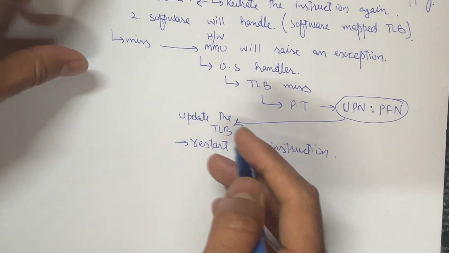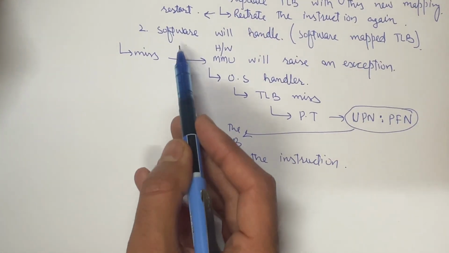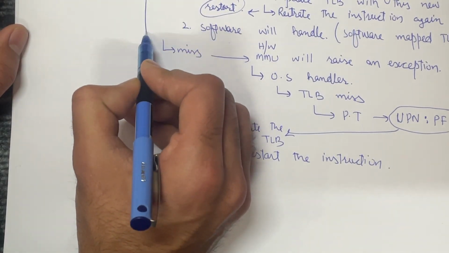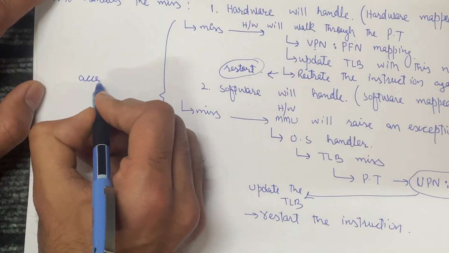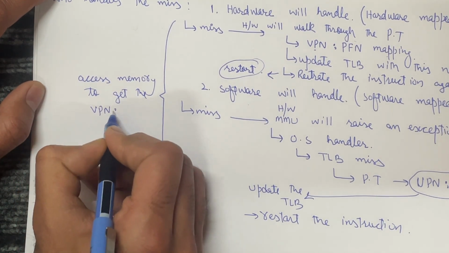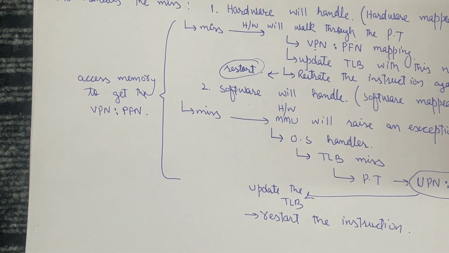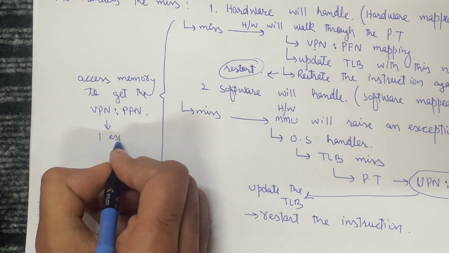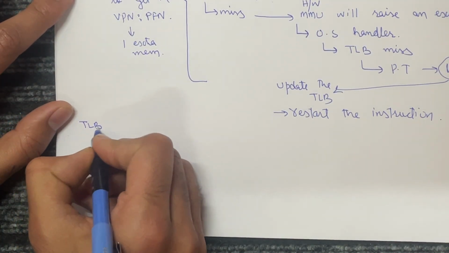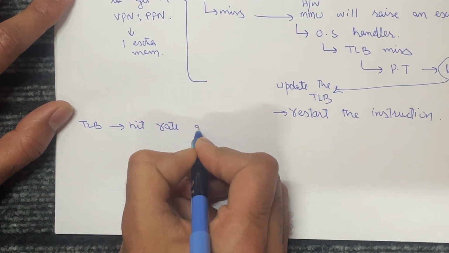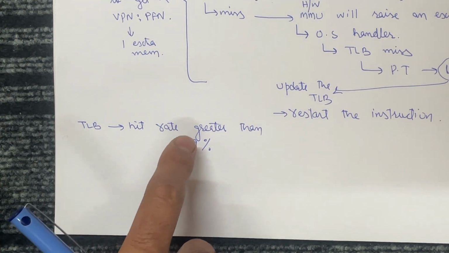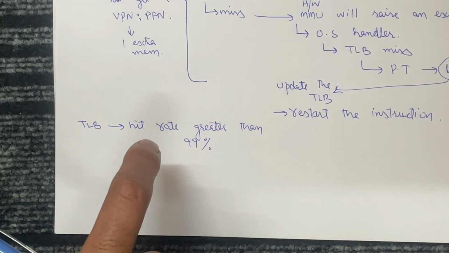In both these scenarios, the instruction that has resulted in the TLB miss has to be restarted again. And you saw that in case of a miss, in both these scenarios, we have to access memory to get the virtual page number to physical frame number mapping. So that means there is one extra memory access in case of a miss. To have an effective TLB, we want its hit rate to be greater than 99%. That means 99% of the time, it should be able to get the mapping.